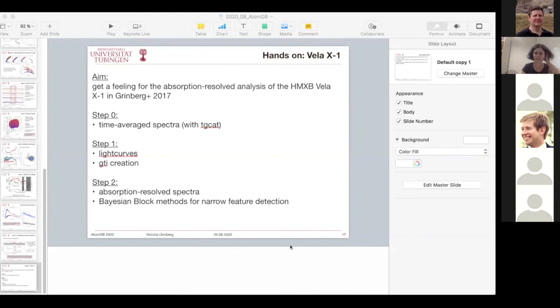We have one question from Chris. For Vela X-1, it has emission lines as well as absorption lines. So how can you separate those?